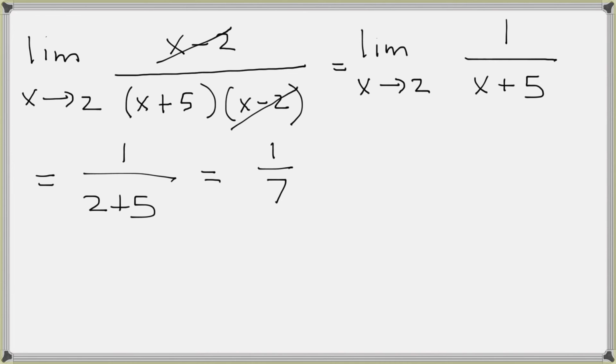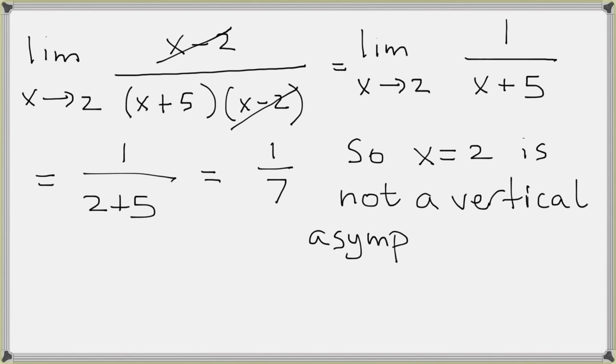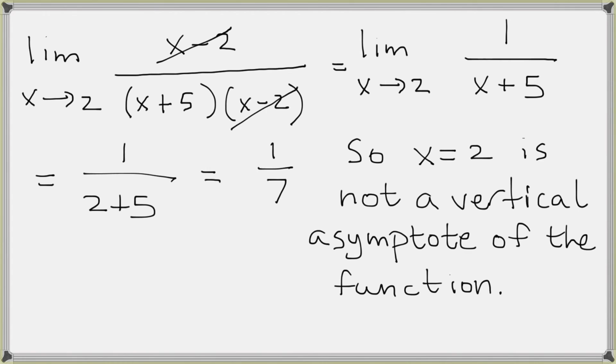And so what conclusion can we make about that? Well, that would mean that the line x equals 2 is not a vertical asymptote of the function. Okay. So the only vertical asymptote that this function has is x equals -5.